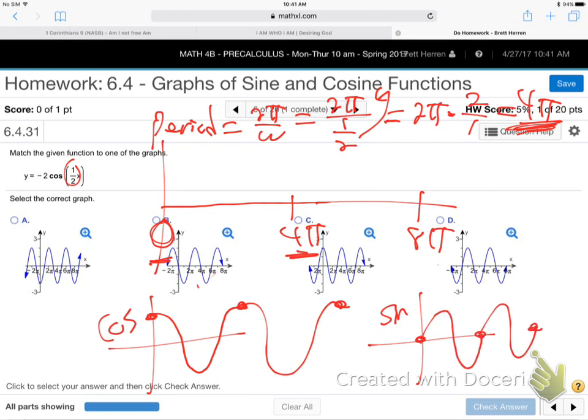So you've got to be clear on that in your mind. Cosine starts high, ends high every cycle. Sine starts at 0, ends at 0 every cycle. That's the difference. They're just shifted 90 degrees from each other, a quarter cycle. So we're dealing with cosine, so we're going to start high, end high.